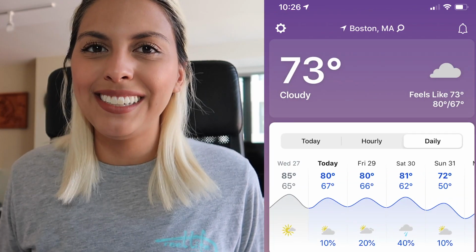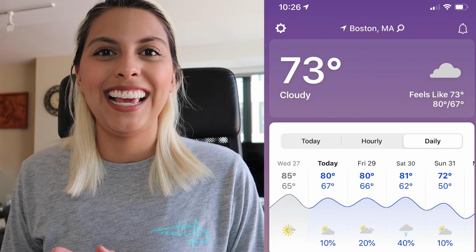Also, a side note, it is absolutely gorgeous this week in Boston. It's in the 70s and 80s, and you better believe I'm gonna go outside today, so I will definitely take you along.